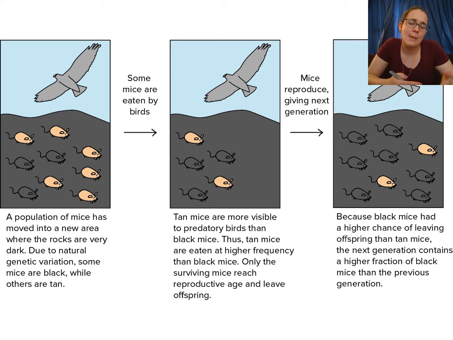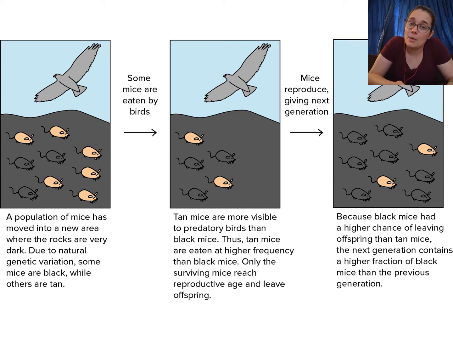So what's going to happen there is that the bird is going to eat more of the tan colored mice than the black colored mice. If there are more dark mice that survive, then they're better able to pass on their genetic information to the next generation. Some tan mice will live, some tan mice will be able to reproduce, and they too will pass on their genetic information.